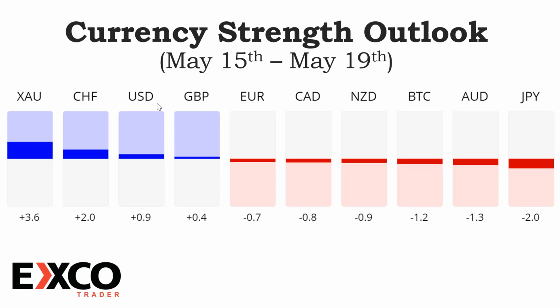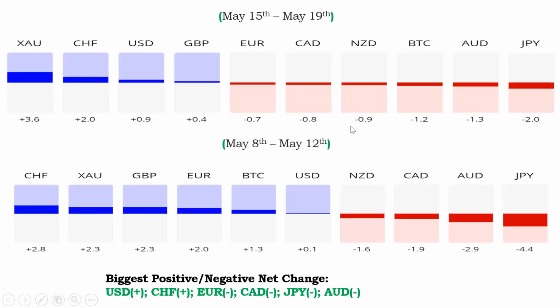So we see that the USD is gaining strength. We see CHF gaining strength. Also, we see a decline. Well, this will not be so clear until we make a comparison with the previous week. So what can we see here?